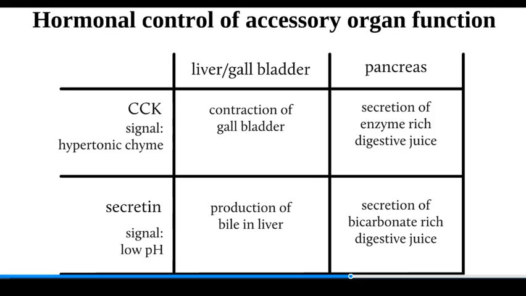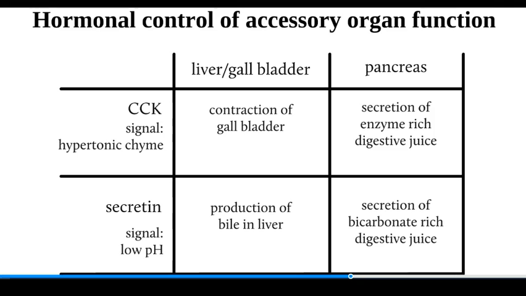And so when it's released from the small intestine in response to hypertonic chyme, or foodstuff from the stomach that contains quite a bit of nutrient molecules in it, it'll stimulate the gallbladder to contract and release all of the stored bile. It also stimulates the pancreas to secrete enzyme-rich digestive juices, enzymes available to break down all of that food that's coming from the stomach.